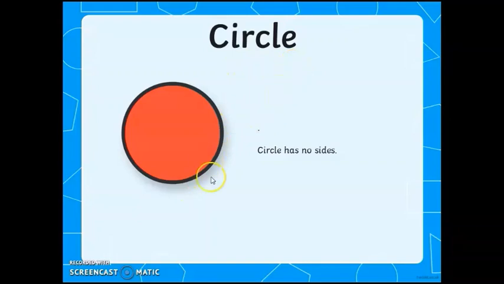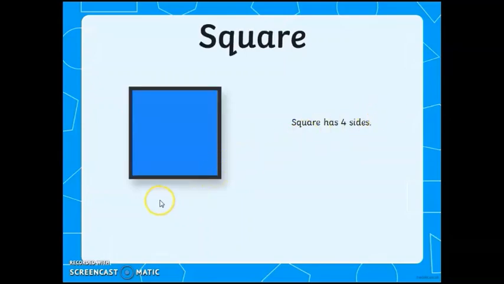Now dear students, can you tell me how many sides the circle has? Good if you all say circle has no sides, because it is round from all the sides. Now our next shape, can you tell me the name? Good if you all say it's square. So can you tell me how many sides a square has? Good job if you all say 4.